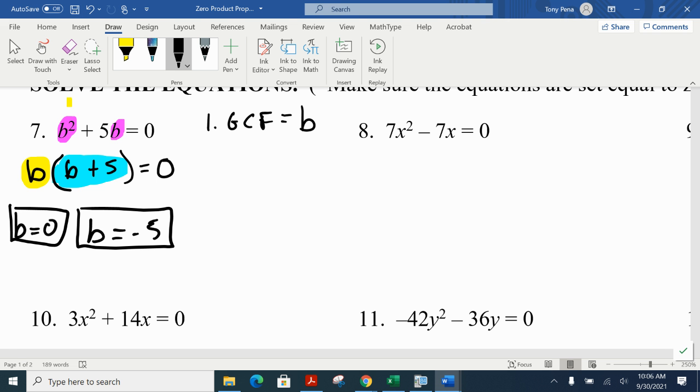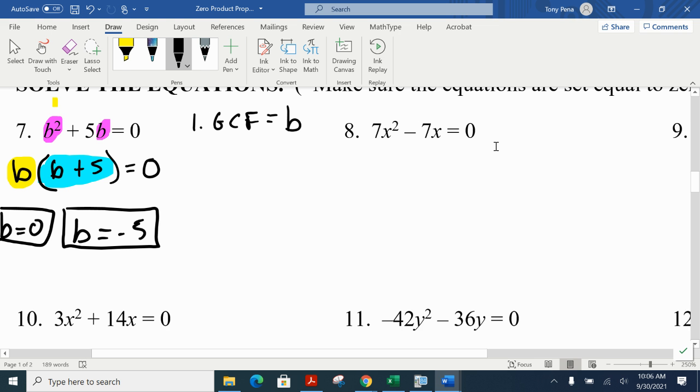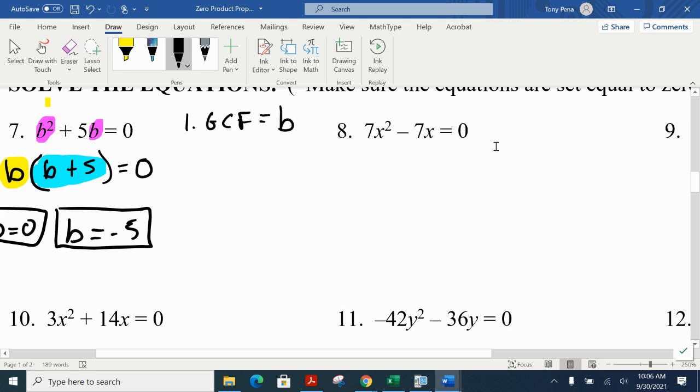Okay. All right. So number 8, same idea. This is not in that nice factored form. So we want to put it into that form. So now we do have a common factor. 7 and 7. They each have a 7. So we're going to pull that out. Although I jumped the gun a little. But if we look at the variables, this has 2 x's. This has 1 x. So they each do have at least 1 x that we want to pull out as well.